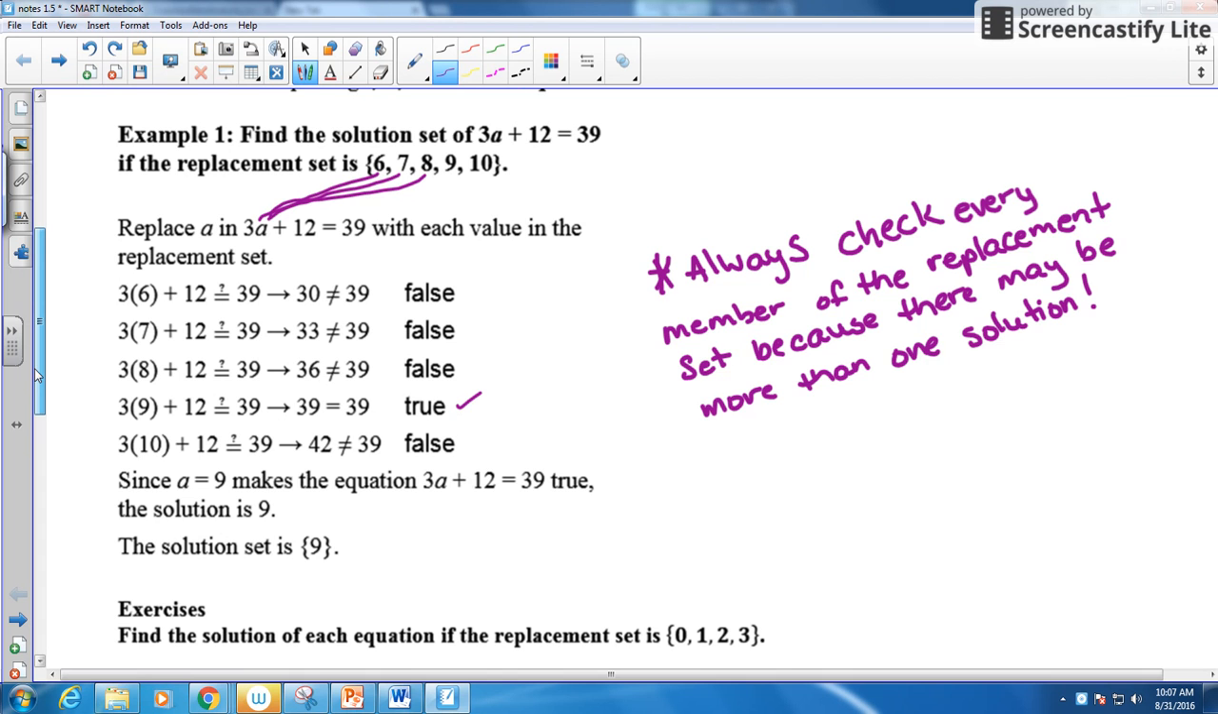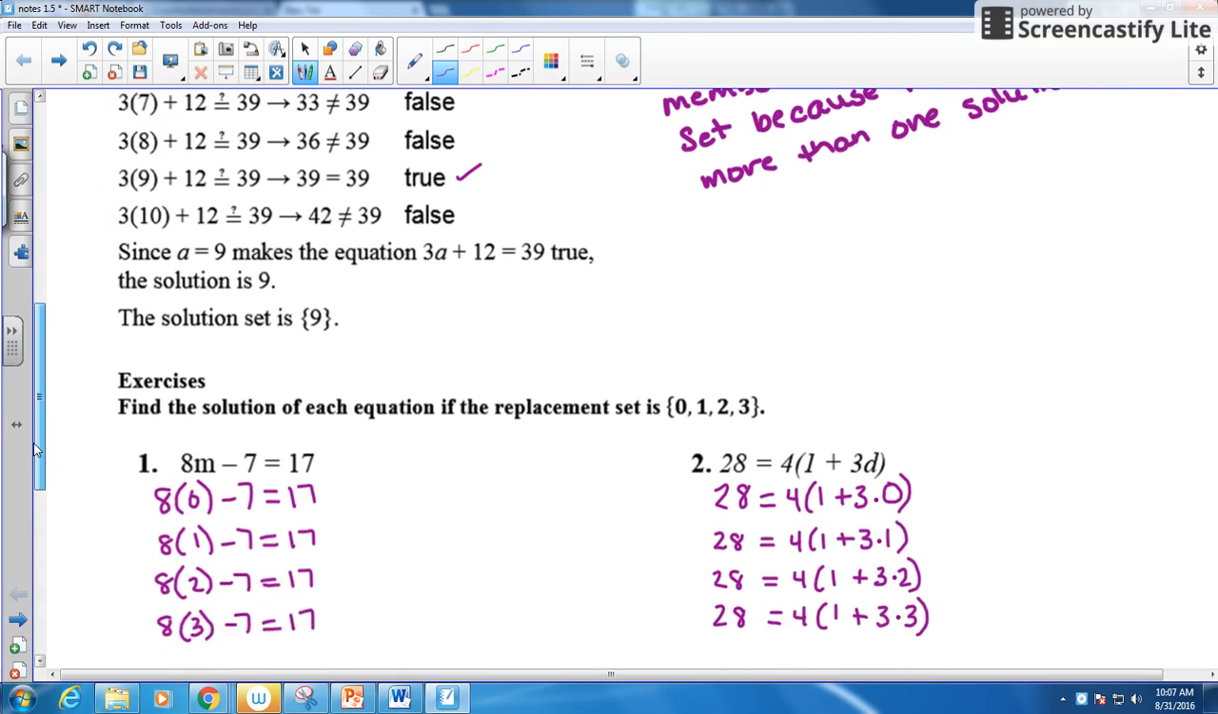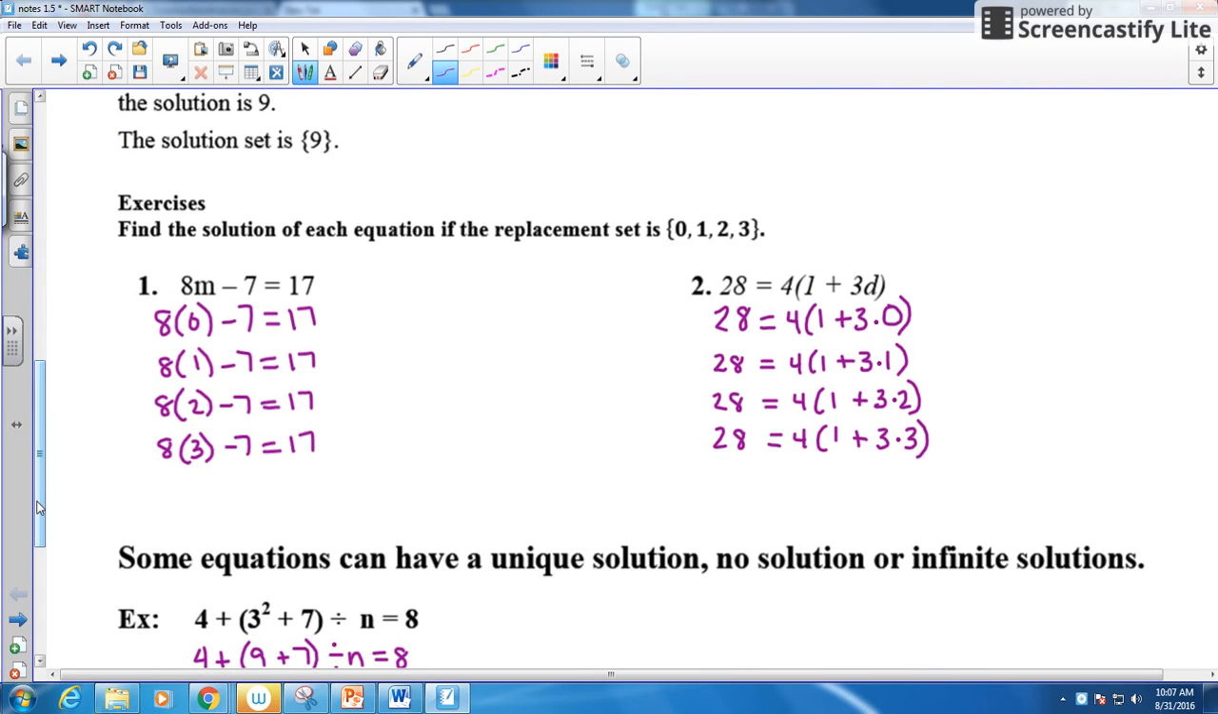Okay, so let's take a look at these next examples. You might want to pause for a minute and go ahead and write down your sentences and unpause when you're ready to continue. But if we look at number 1 here, 8 times 0 is 0. 0 minus 7 would give us negative 7, which does not equal 17. So this does not equal, and that would be false.